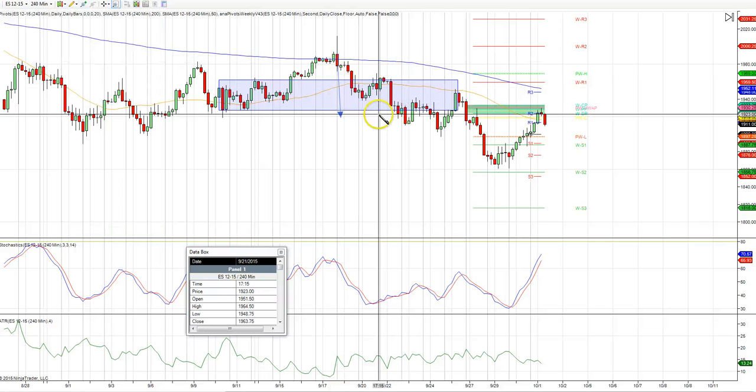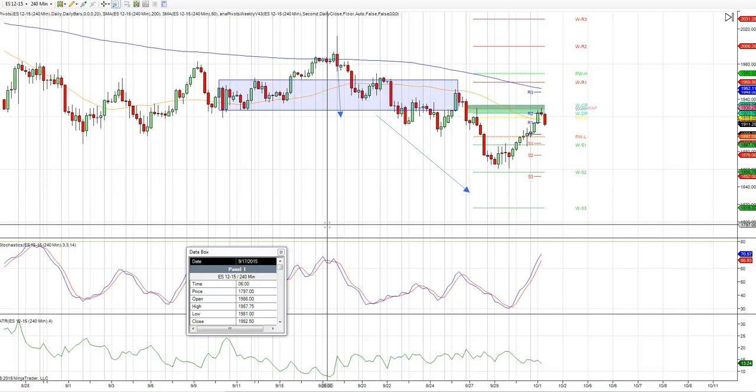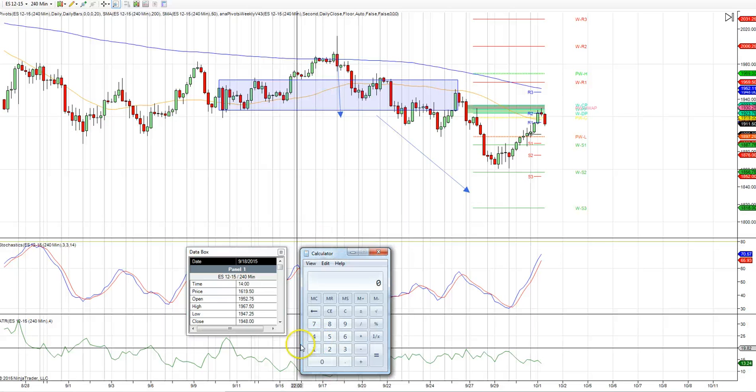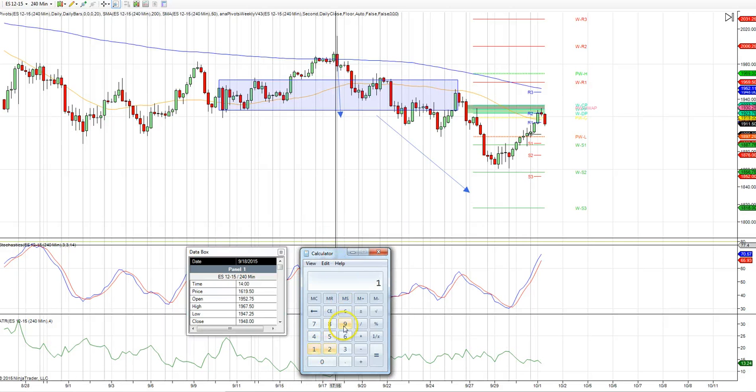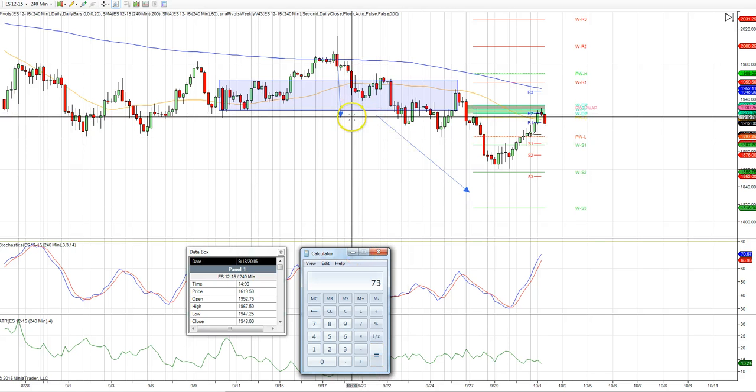So from the neckline break, that would give us where the target should be. So I'm going to do some calculations. So the top of the head minus 1918 for round numbers equals, I did that wrong, 1991 minus 1918 equals 73 points to the downside from the break of this neckline.